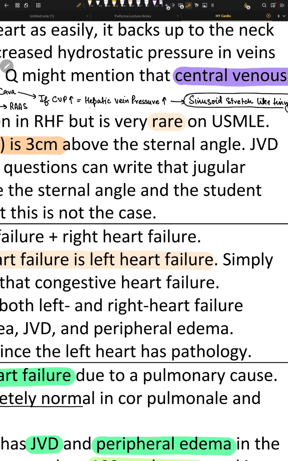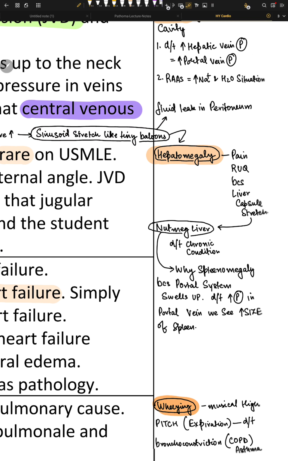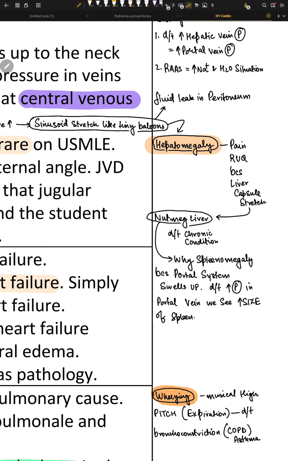So if the hepatic vein pressure goes up, the back sinusoids will stretch like a tiny balloon. And we can have two things happening. First, we can have fluid leaking into the peritoneum, so we must check the peritoneal cavity for any sort of fluid leak. I think we call it paracentesis or something like that. I don't remember right now. So we can check that.